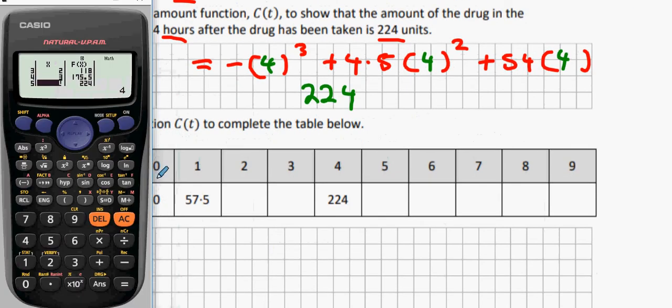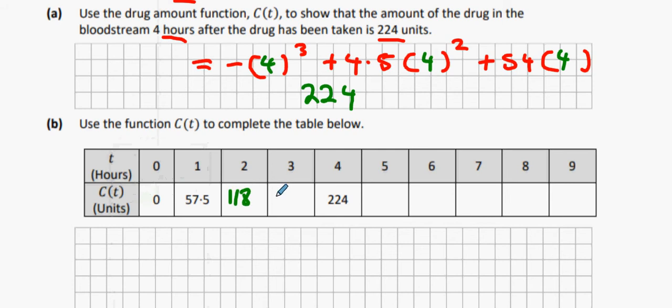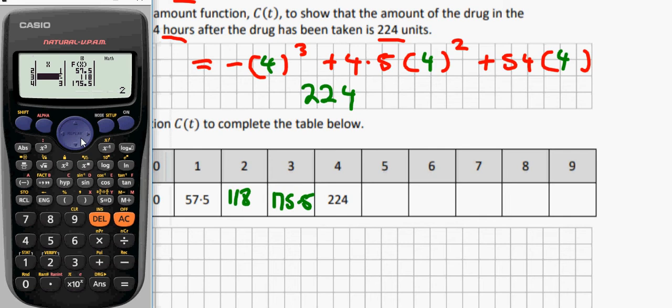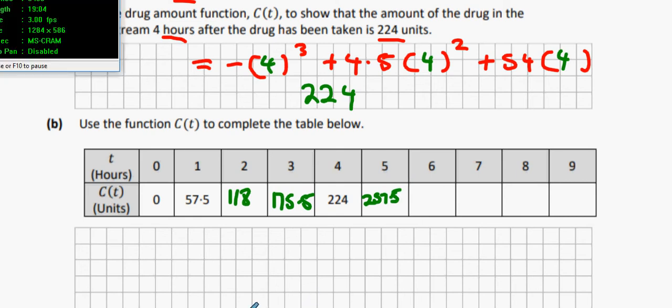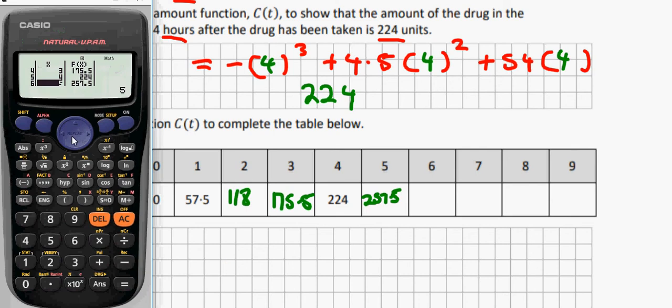Now guys, look at this. All I have to do is transcribe what I have here into the table. So what's a 118? 175.5. Easy marks here, easy money for 10 marks. 257.5. 6 is 270 and 255.5.